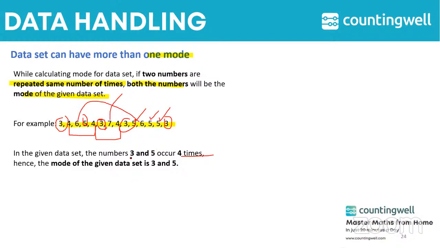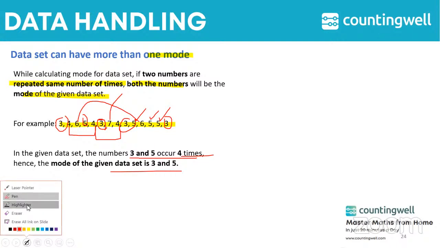So we can see there are two numbers which are repeated 4 times. So the numbers are 3 and 5. So the mode of the given set is 3 and 5. So there are two modes for this given data set.